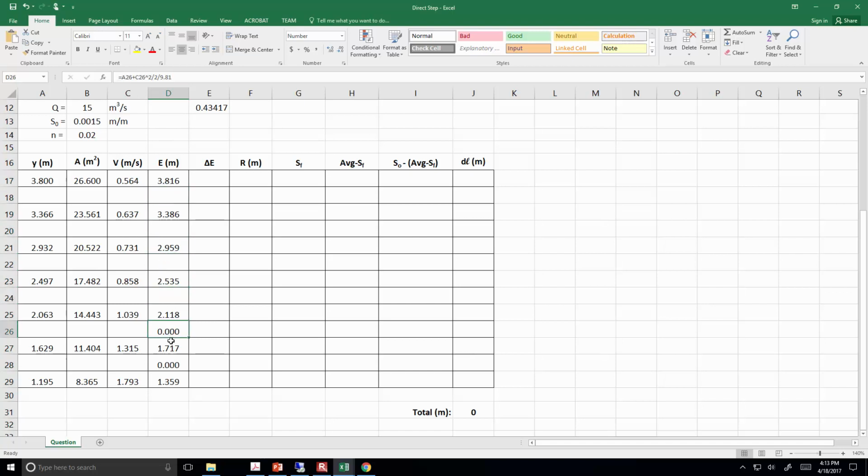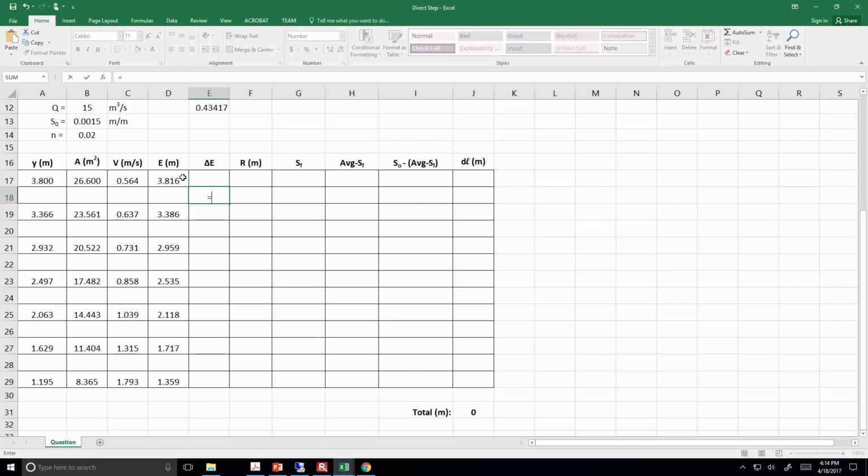Now you may be wondering why we've got these spaces in between. And I won't leave you in suspense any longer. It's because we want to find the difference in energy between this section where the depth is 3.8 and where the depth is 3.366. In other words, this delta E is going to be the difference in energy between these two sections. And specifically, we want to know the energy at the upstream location minus the downstream location. And so that should be a negative value.